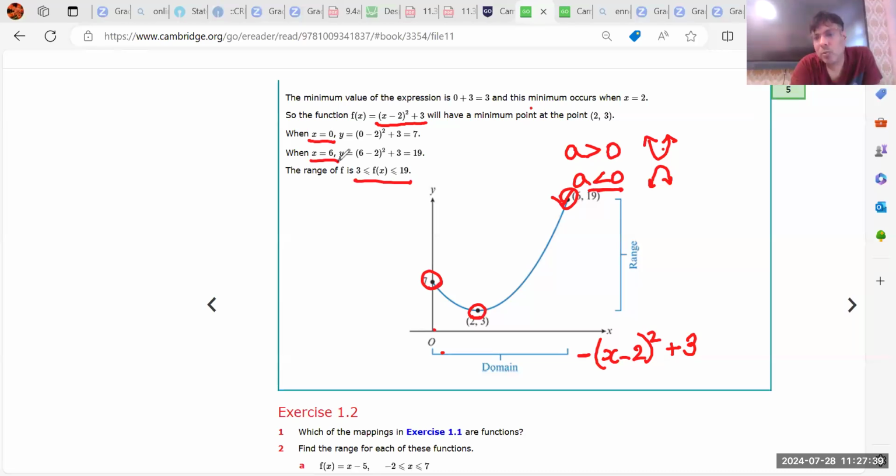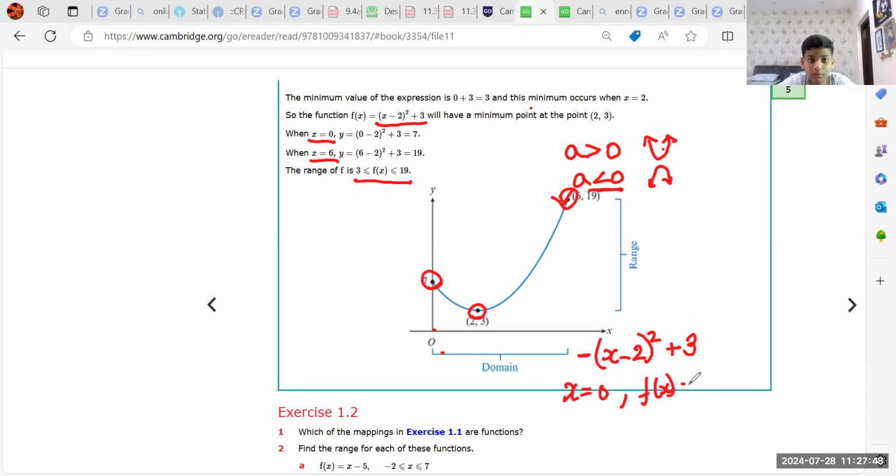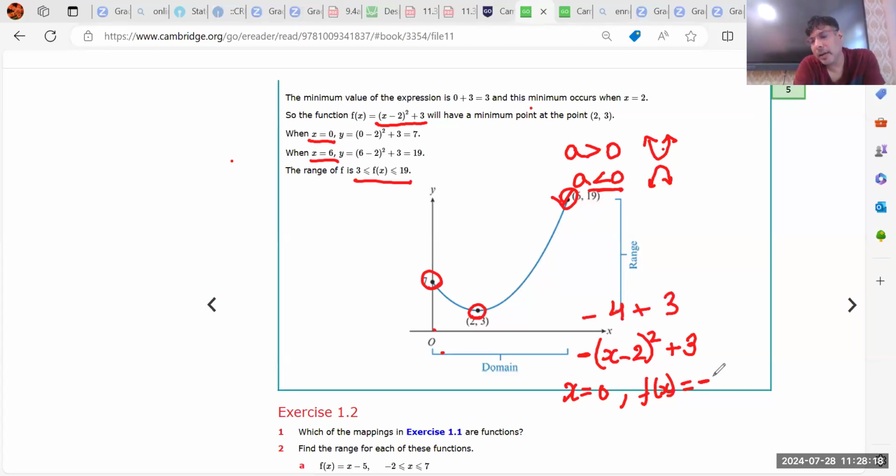My domain was from 0 to 6. So put x equal to 0. What will you get here? Sir, 7. No beta, now there is a minus. Now I have changed the equation. Put x equal to 0, what will come? Speak the answer guys, what will come? 7 -1. Sir, 5. -1 beta. This will become -4 plus 3. So it will be -1.